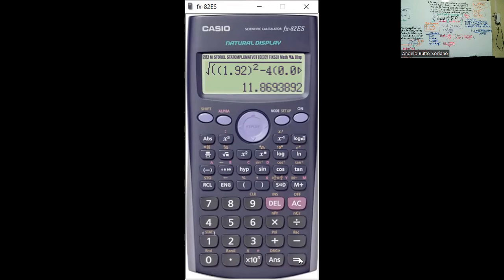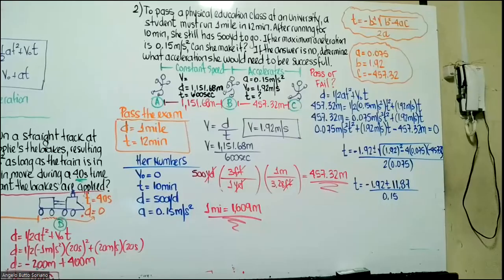11.87 seconds. So we can copy the negative 1.92, plus or minus 11.87, divided by twice 0.075, that will be 0.15, okay? And this is how you're going to perform the operation using the calculator.